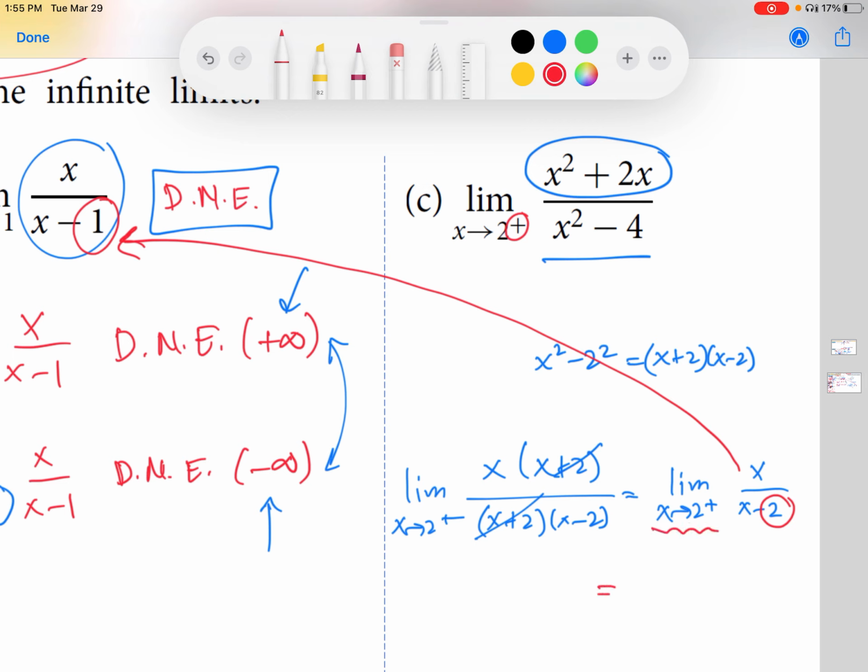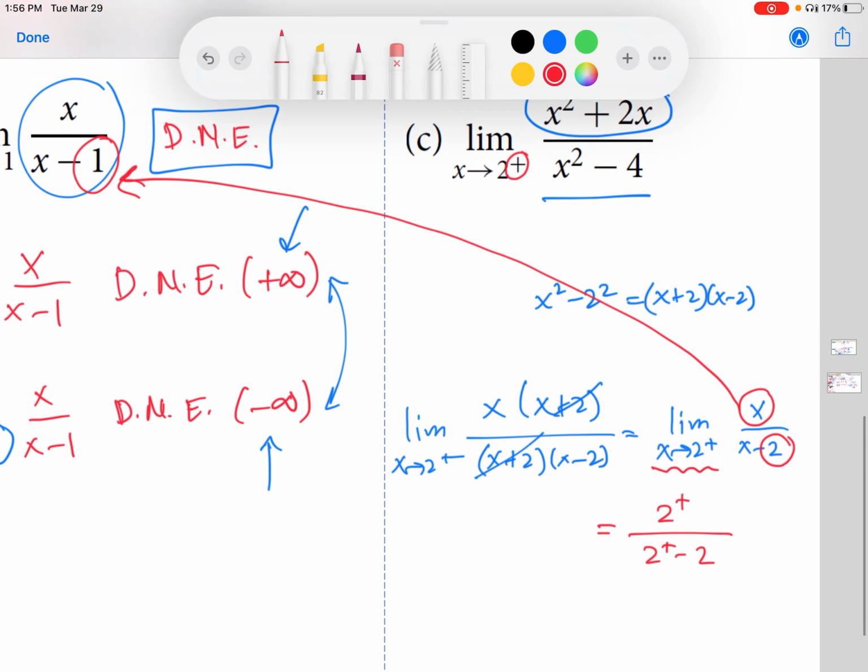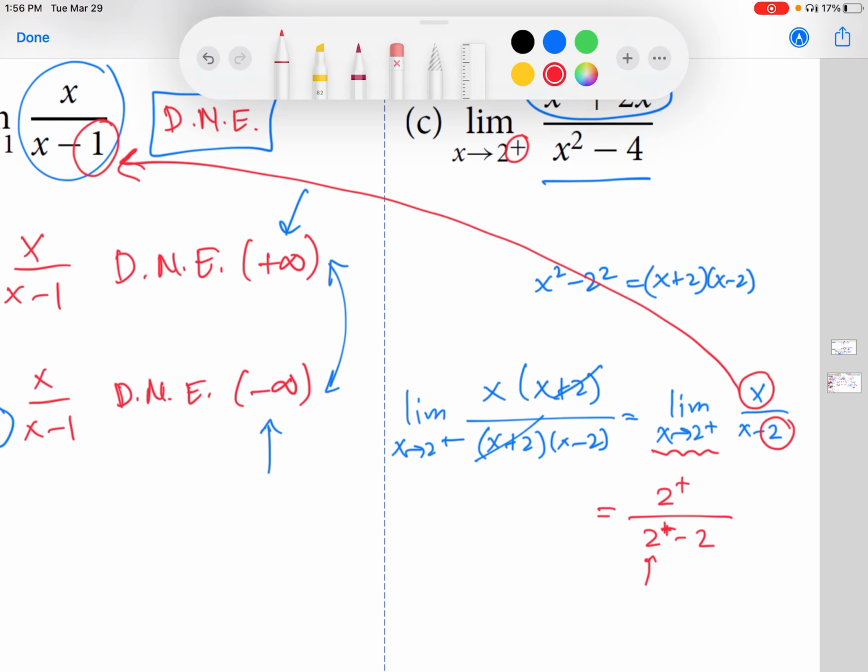If I substitute in x equals 2 plus, I think about what's happening to the numerator. It's approaching a number that's very, very close to 2, but larger than it. The denominator, when I subtract 2 from a number that's very, very close to 2, but to the right of it, I get something that's very, very close to 0, but positive. Okay, and the numerator is 2 plus. This is basically like what we had talked about before, with a number very close to 1, but larger than it, divided by a number very close to 0, but larger than it. This is a positive number. This is a positive number, so positive, great.